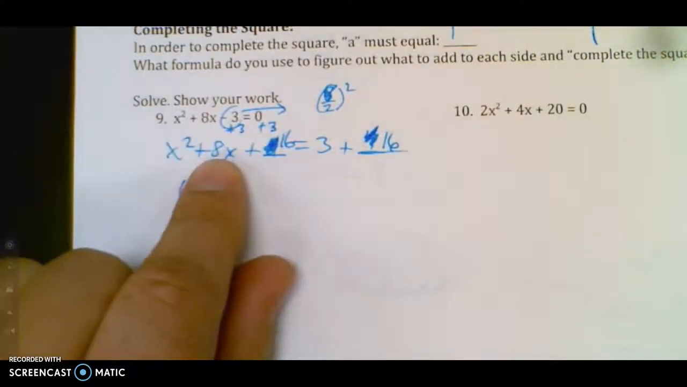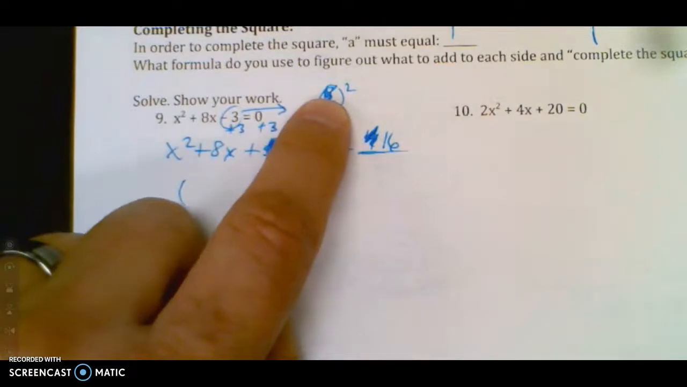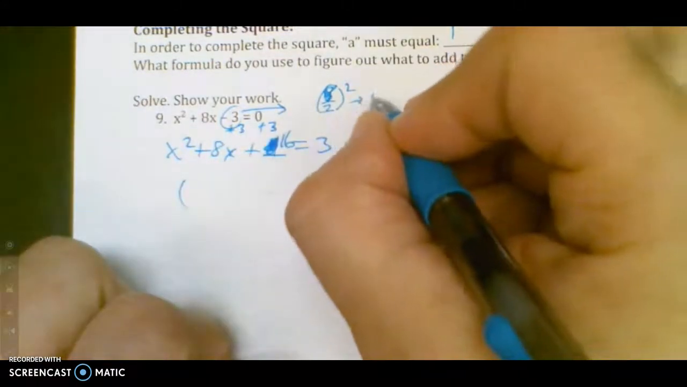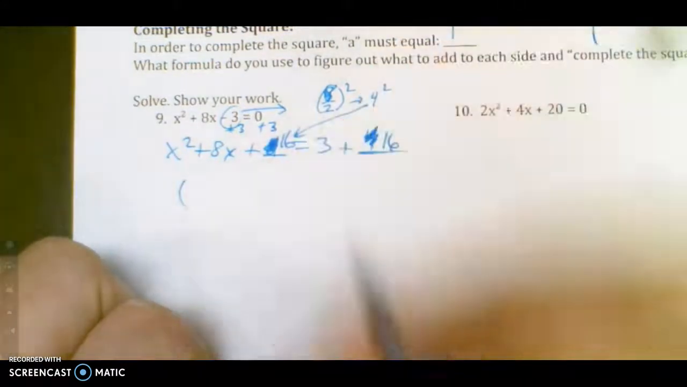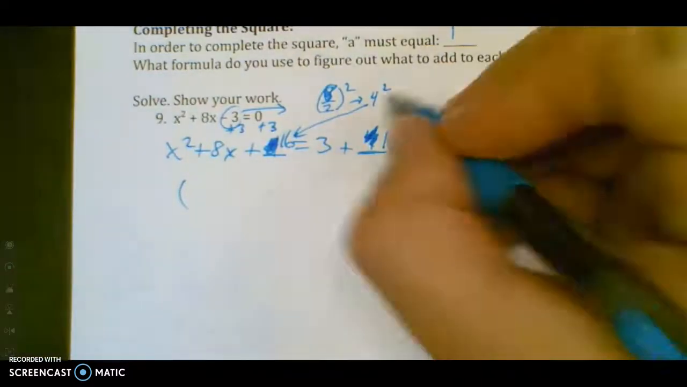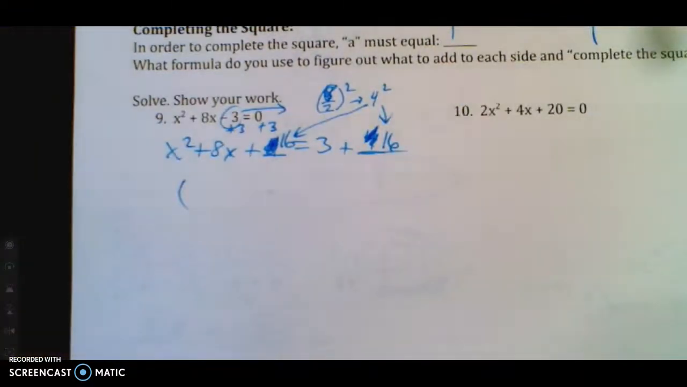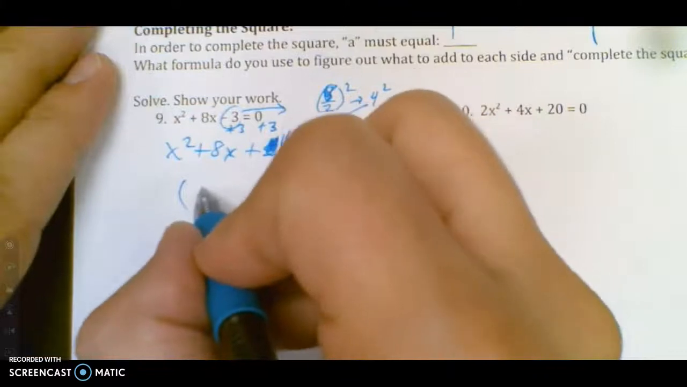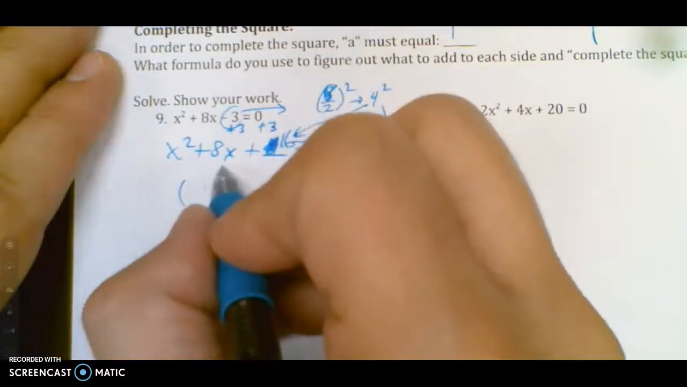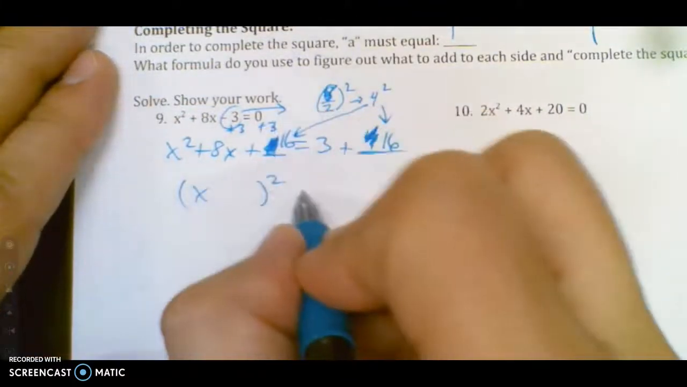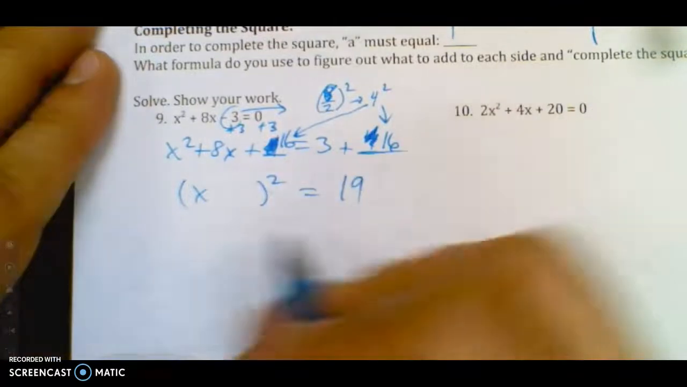So I need to take 8 divided by 2, which is 4. And 4 squared is 16. That's how I decide my number that goes there. Whatever I add to one side, I add to the other. And the whole purpose of this is so I can write this as something squared.